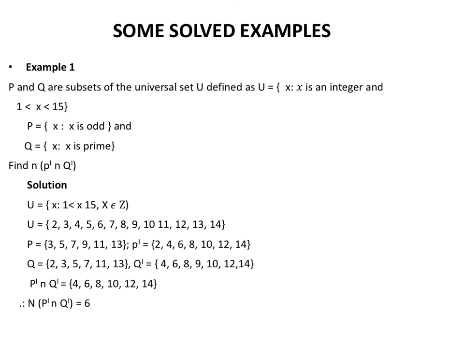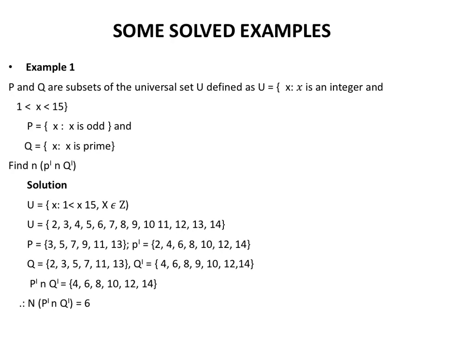We also have solved examples still on inequalities. P and Q are subsets of the universal set U, defined as U equals X, such that X is an integer and 1 is less than X, less than 15. So we know that X is an integer, and we also know that 1 is less than X, so therefore X is greater than 1, but X is less than 15.